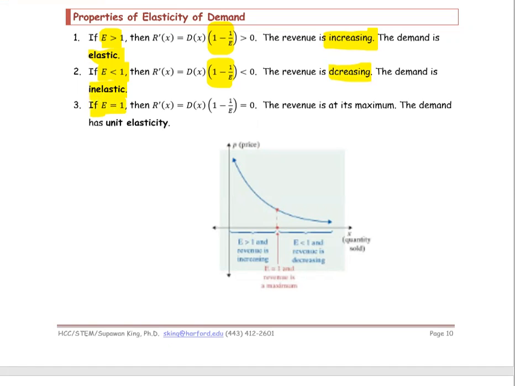If E equals 1, R prime is D of X times 0, so R prime is 0. That means the revenue reaches the maximum value. This one we call the demand has unit elasticity. As we see the trend of the graph here, the demand function is always decreasing. That's why D prime is negative. At one point, the elasticity E is 1, the unit elasticity. For E greater than 1, the revenue is increasing. For E less than 1, the revenue is decreasing.